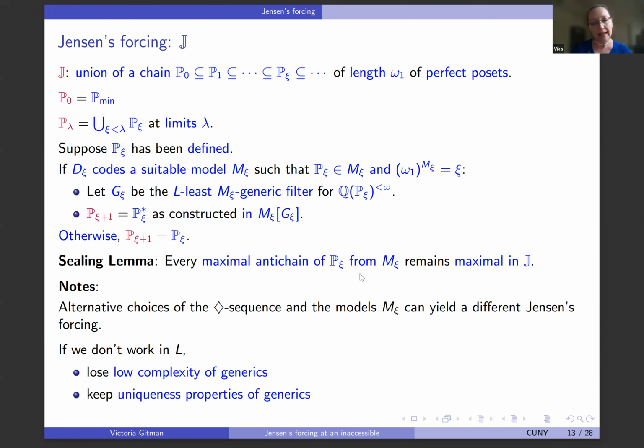So as I already mentioned, you can use different diamond sequences. It doesn't need to be the canonical one. That of course is going to give different models M_ξ. But the construction becomes, you sort of need to add something into the construction. It still works. You keep the CCC and the uniqueness of generics, but you will lose the low complexity of the generic if you do that.